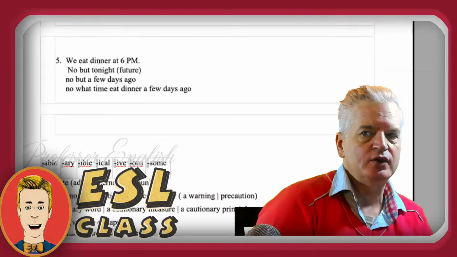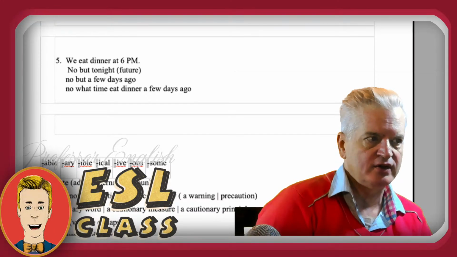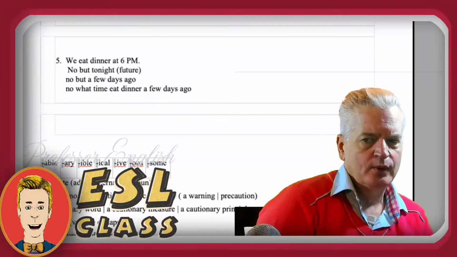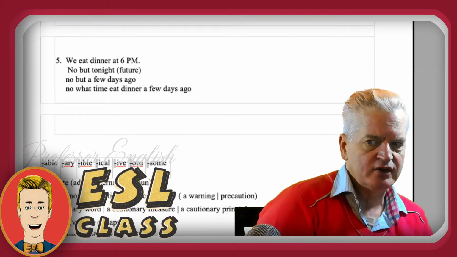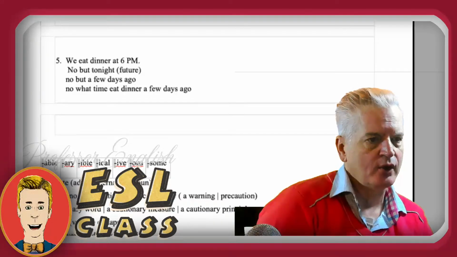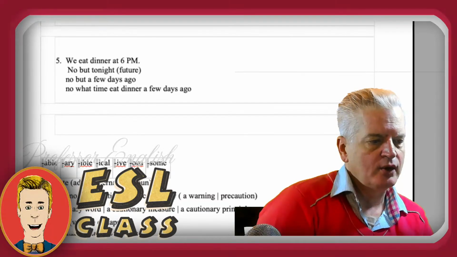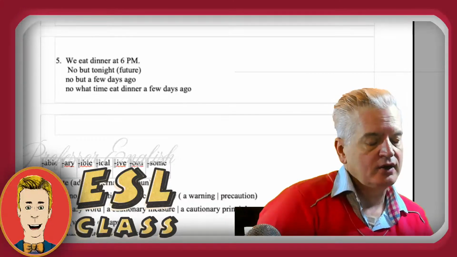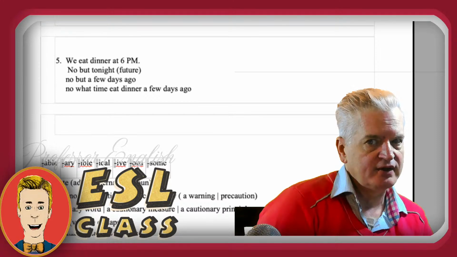Make a yes/no question with that sentence. Will we? Will we eat? Will we eat dinner tonight at 6? Let's answer no. No, we will not. No, we won't. No, we won't eat dinner at 6 tonight.